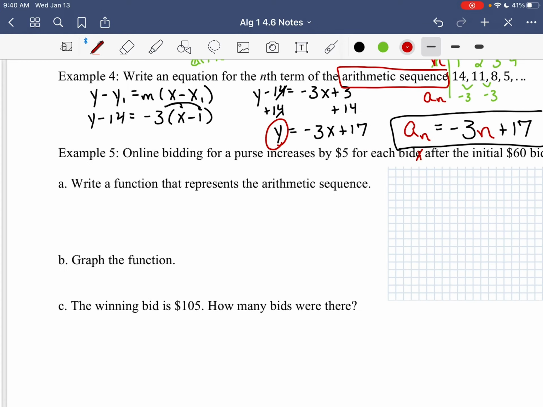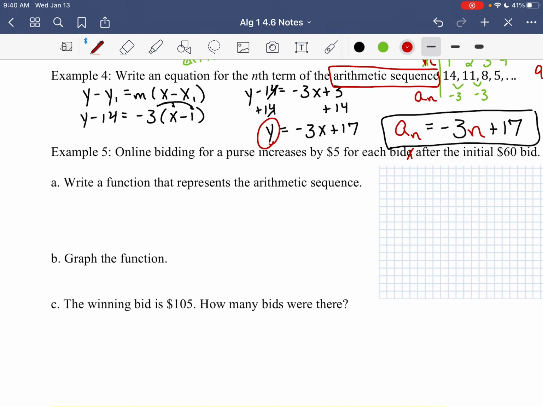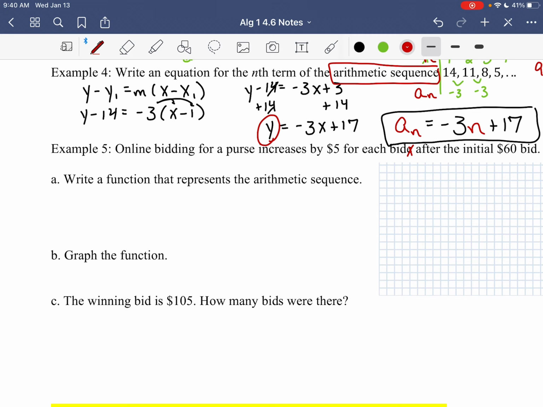Okay, so I'm going to write out my terms here. My first bid is $60. So this is the bid number, and this is the dollars. Then the second bid, it goes up by 5 each time, so the second bid would be 65. The third bid would be 70. The fourth bid would be 75, and so forth and so on.